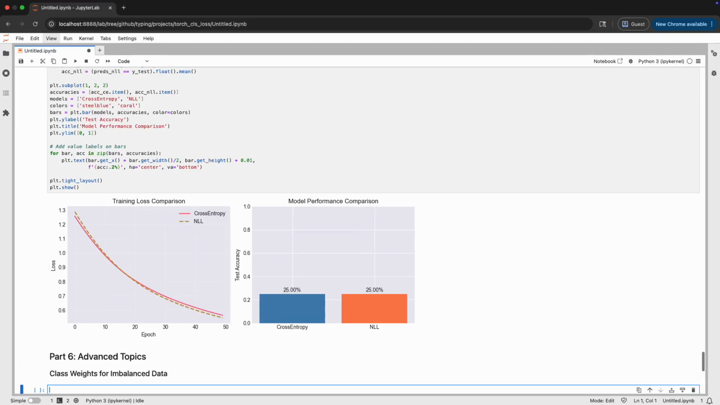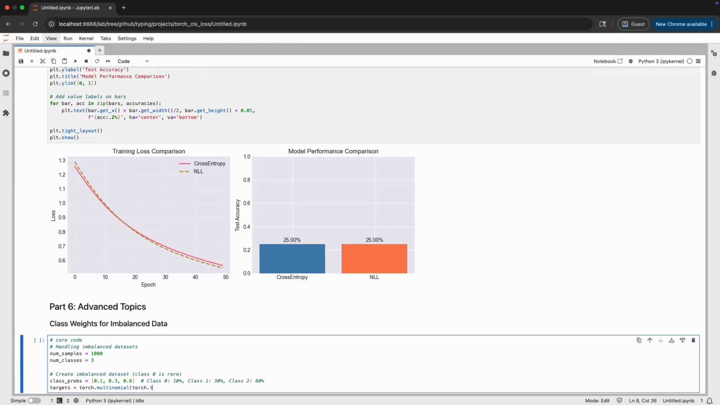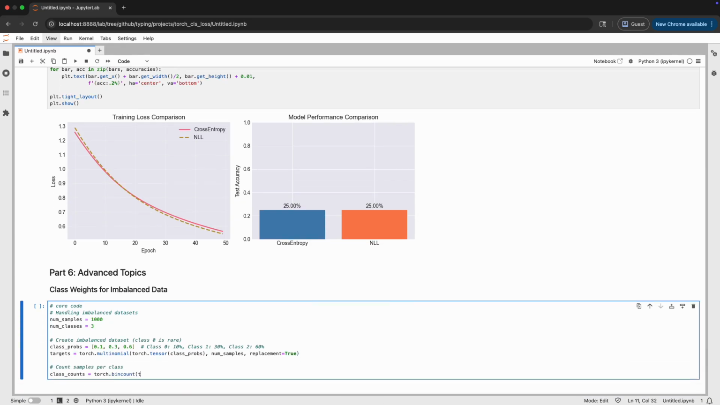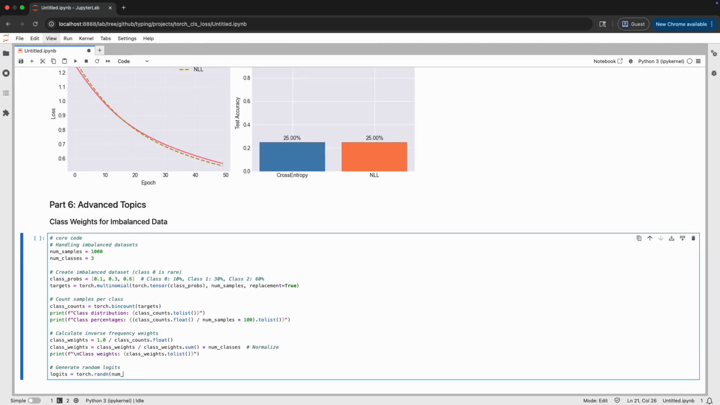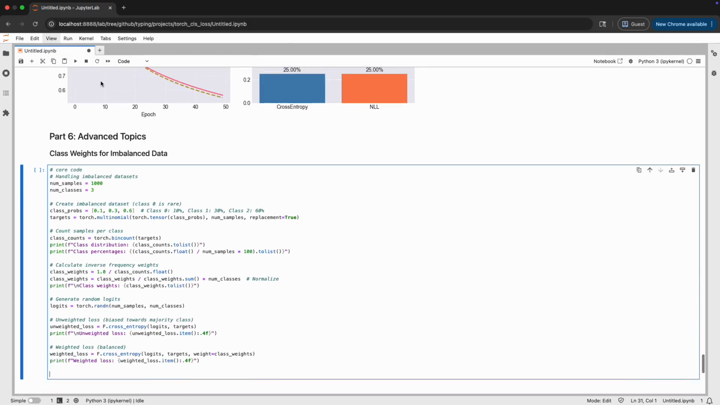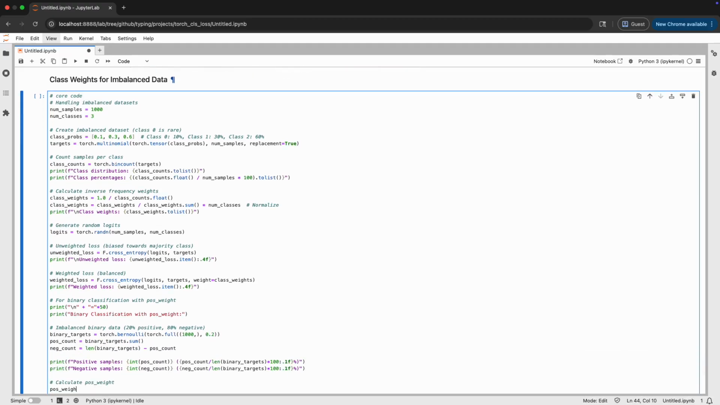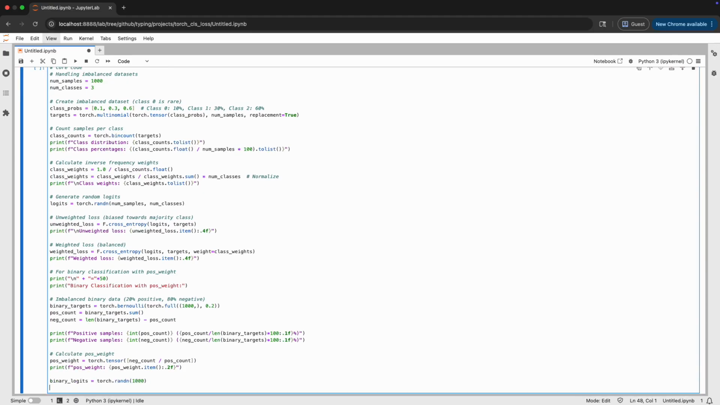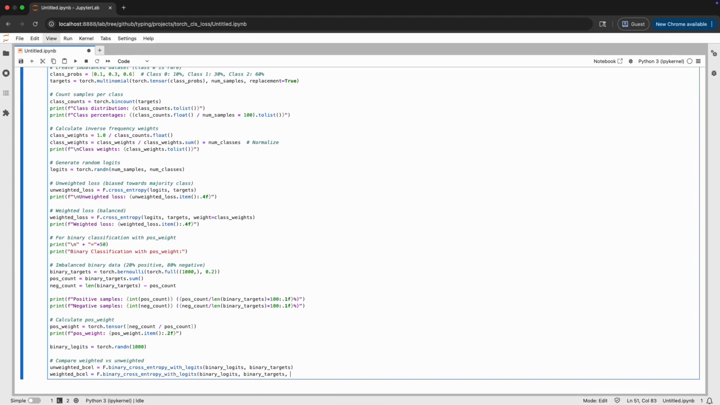In Part 6, let's explore advanced topics, specifically how to handle imbalanced datasets using class weights. Let me demonstrate handling imbalanced datasets. I'll create a dataset where class 0 is rare at 10%, class 1 is 30%, and class 2 is the majority at 60%. To balance the loss contribution, we calculate inverse frequency weights. These weights give more importance to rare classes. For binary classification, we can use the pos_weight parameter in BCEWithLogits to upweight the positive class when it's underrepresented.